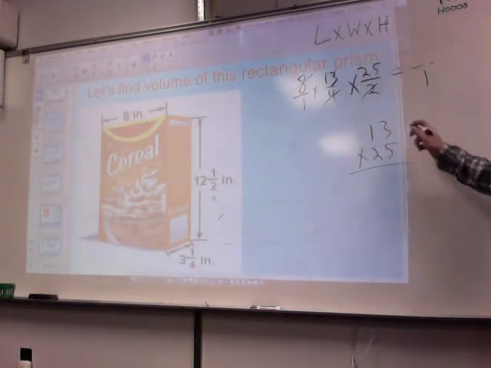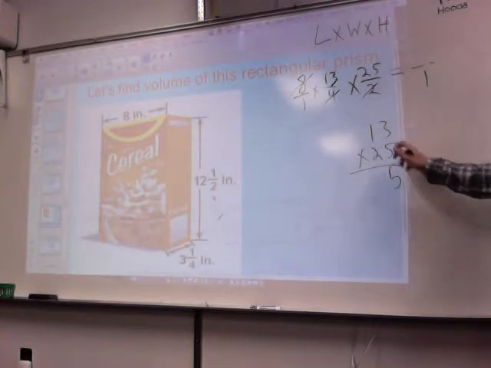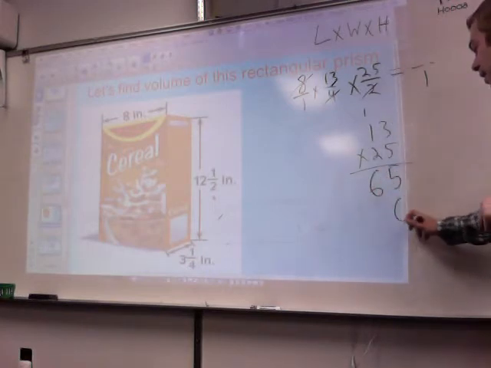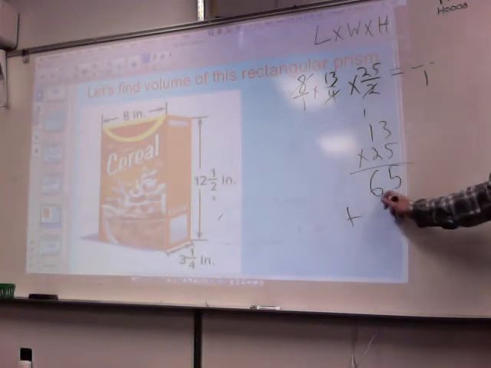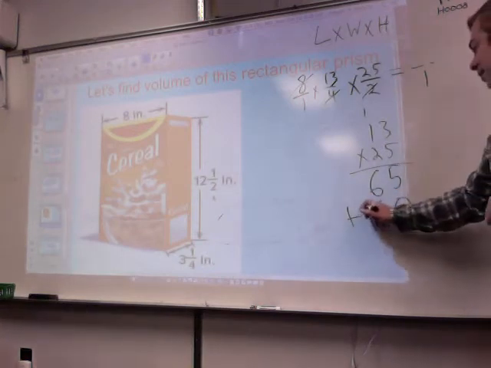Here we go. 5 times 3 equals 15. 5 times 1 is 5 plus 1 more is 6. And x minus 0. 2 times 3 is 6. 2 times 1 is 2.